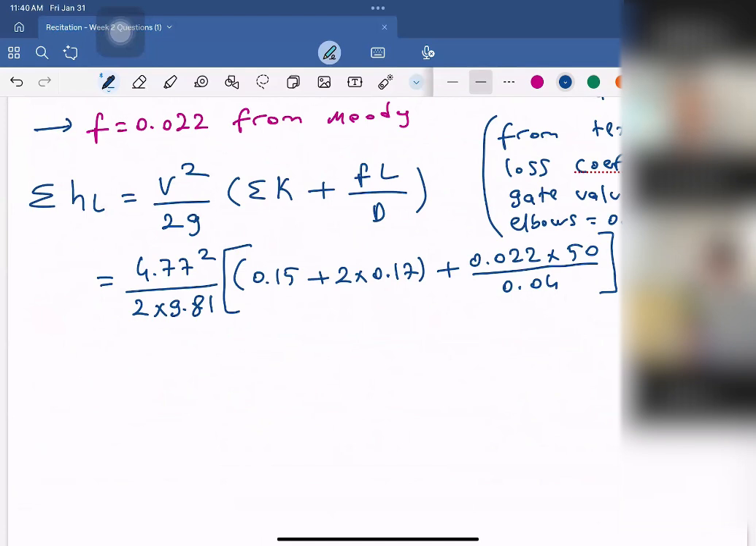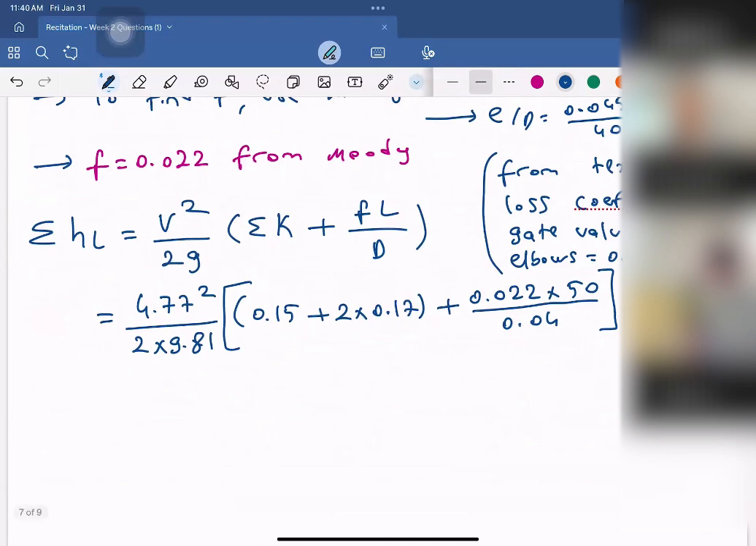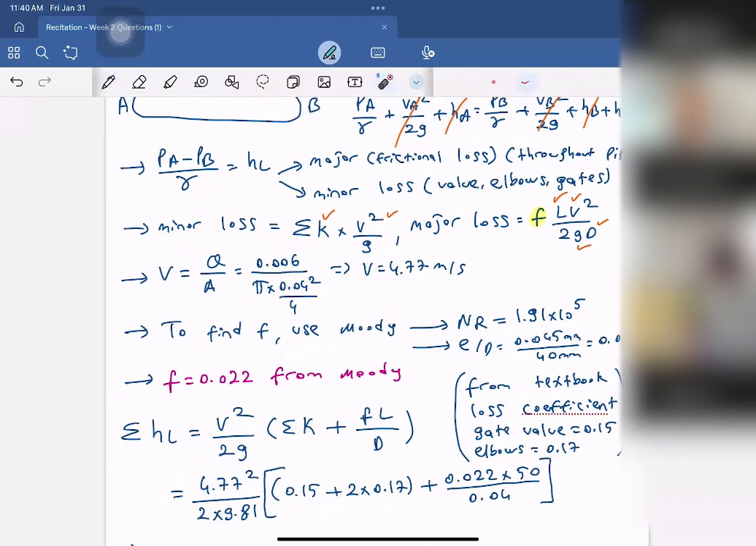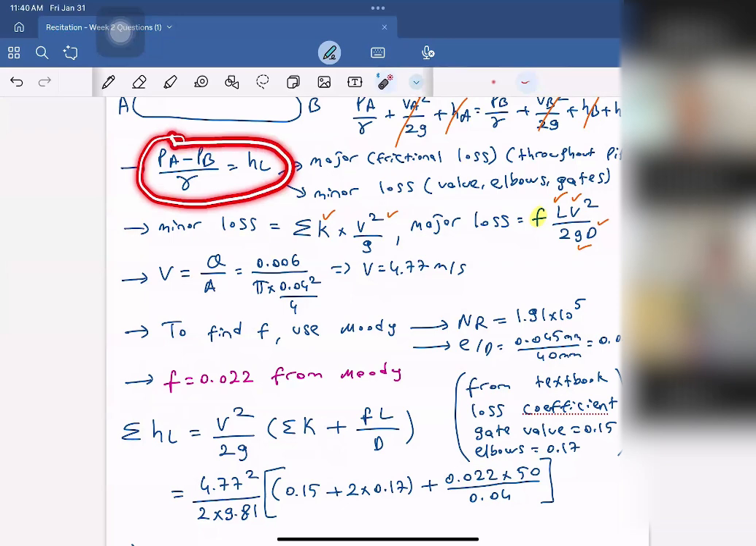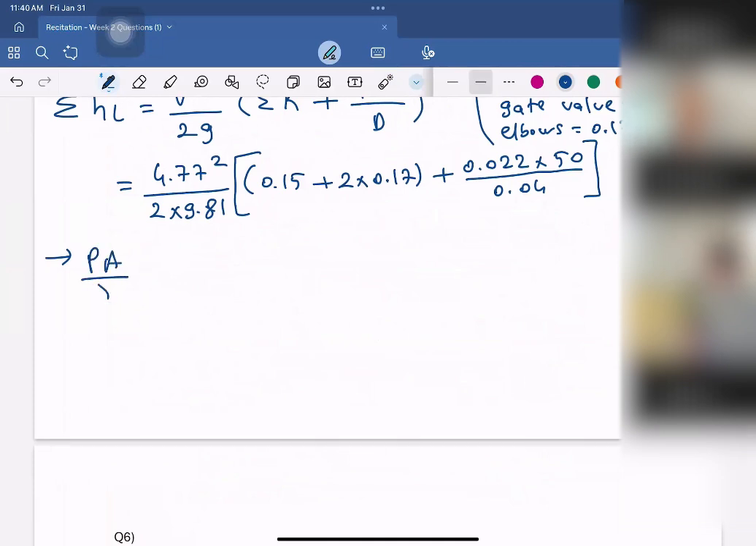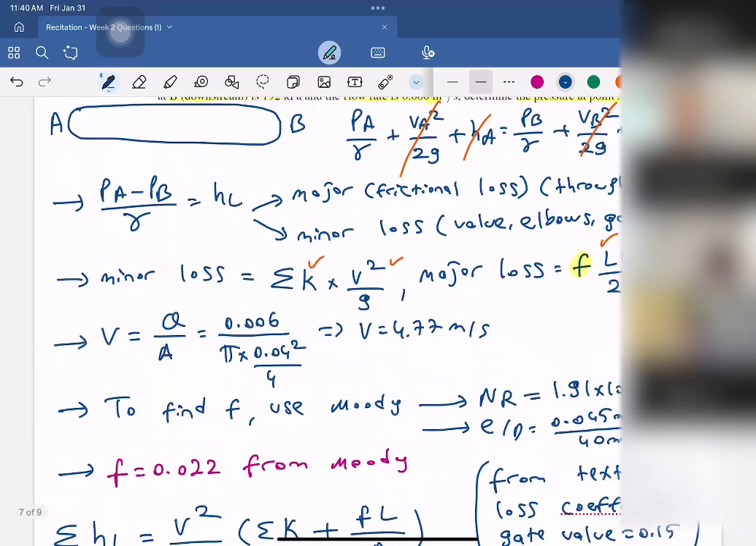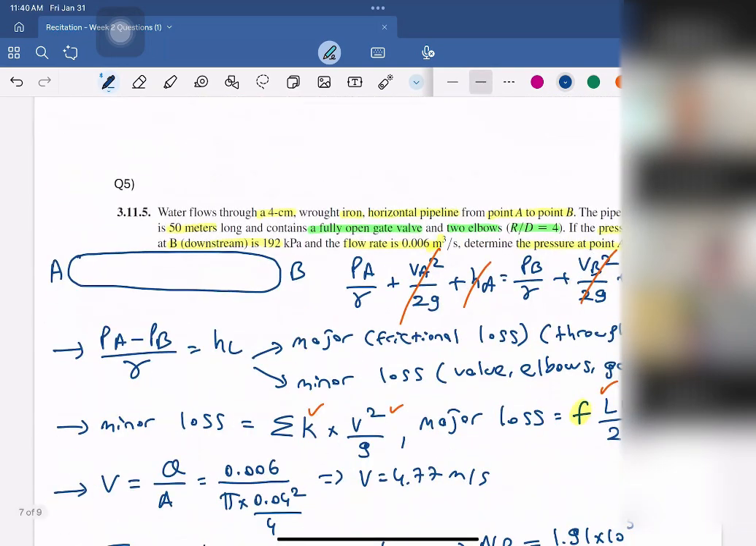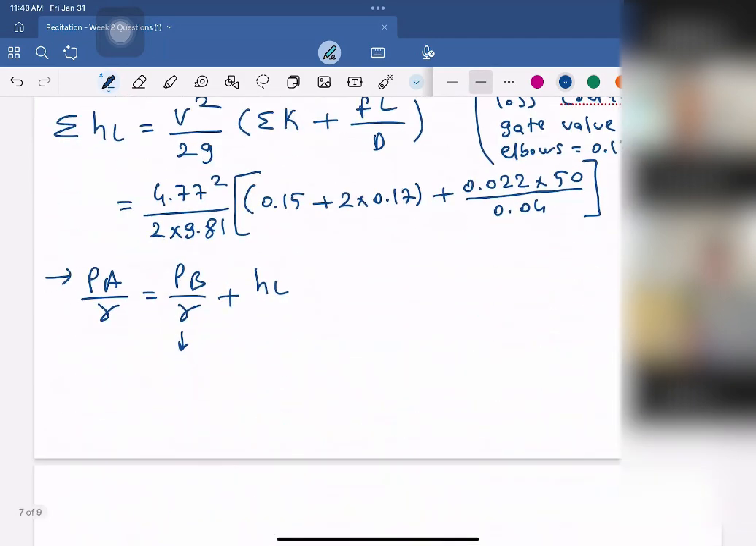I think I didn't write the exact number here. Okay. So we will use this equation eventually: PA over specific weight is equal to PB over specific weight plus head loss, and PB over specific weight was, just a second. Yes, 92.